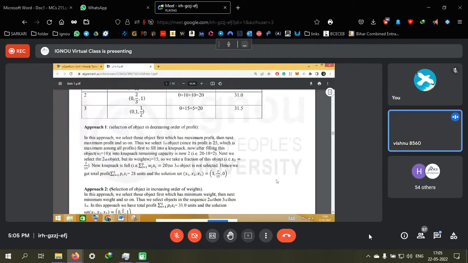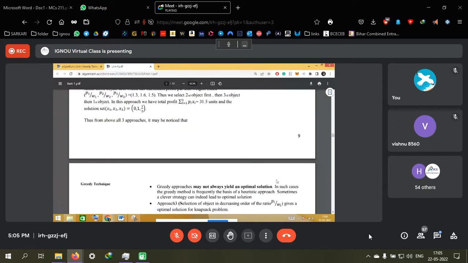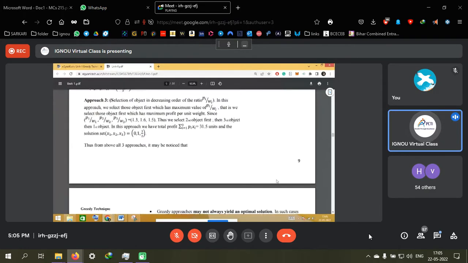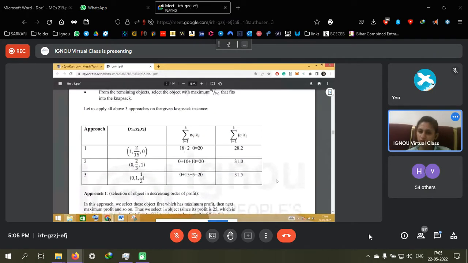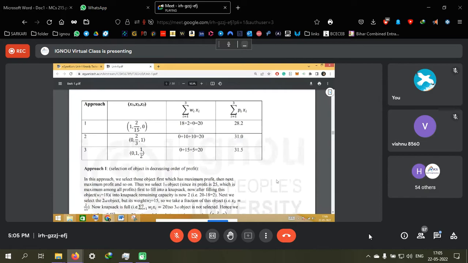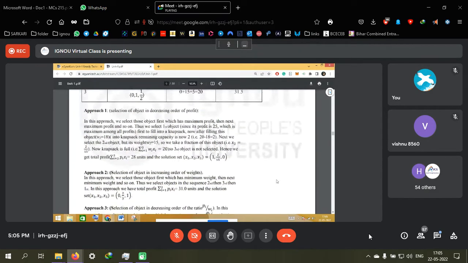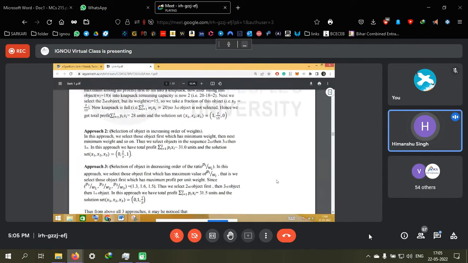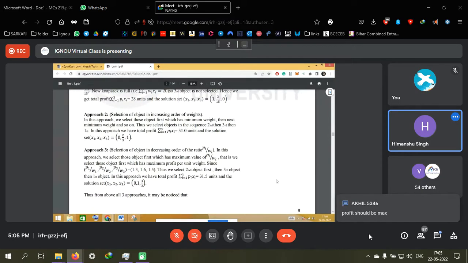No problem, no question. What will be the optimal solution? I think the first one, 28. Okay. No, ma'am. Profit by weight ratio is the optimum solution, because it gives maximum profit.